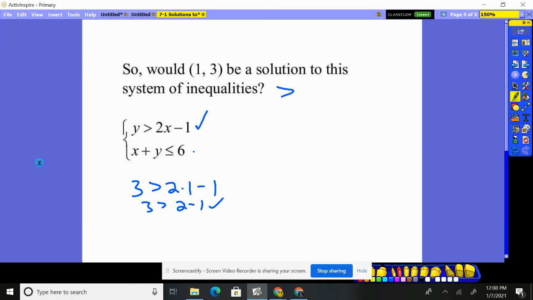Let's see, does it make the next one true? x is 1 plus y is 3. Is that less than or equal to 6? Is 4 less than or equal to 6? Yes, 4 is less than or equal to 6. That makes it true. So yes, (1, 3) is a solution to this system of inequalities. That's all we're doing. We're just checking: does the point work? How do we check? We plug it in to see.